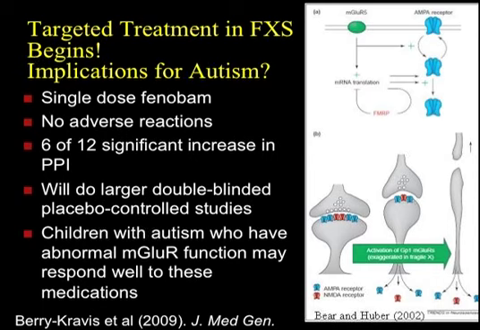the structural abnormalities and the behavioral abnormalities in the animal models are normalized when the animals receive an mGluR5 antagonist. So there's a lot of animal literature now supporting this. So this is the first trial in humans, which just came out in the Journal of Medical Genetics. And what we found, and I should say it was really a study mainly looking to find out whether there were any adverse reactions. That was the main purpose.